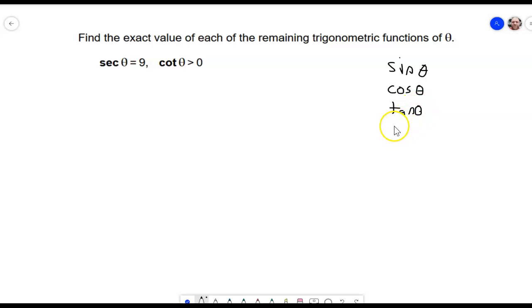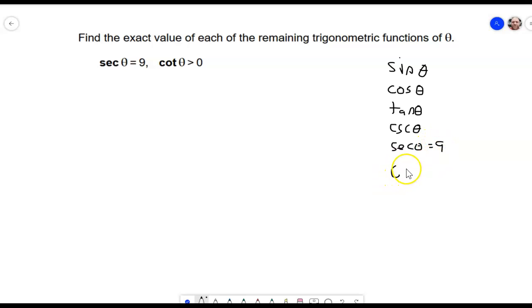I'll even write down the cosecant of theta. I was going to say the secant. It's already there, so we know what that one is already. That one is equal to 9.